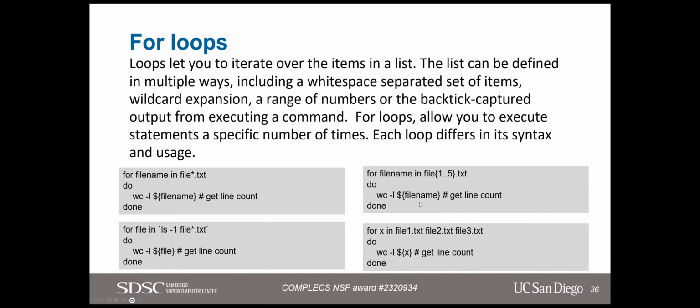Sorry, ls -1 file*.txt will list one file per line, and then we'll go through all of them until it completes. We can also use expansion with the curly brackets. So file{1..5}.txt will do file1.txt, file2.txt, all the way up to 5. And the last example was the spaces. You can do file1 and any number of parameters with spaces in between.